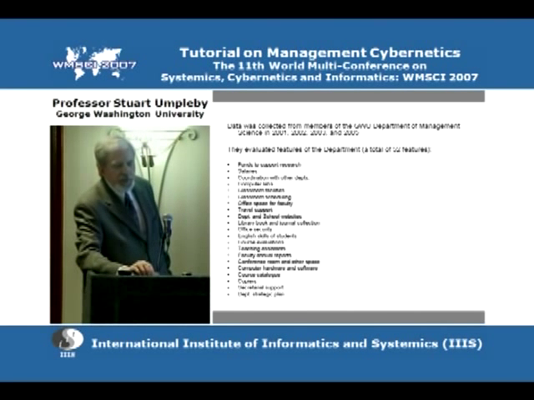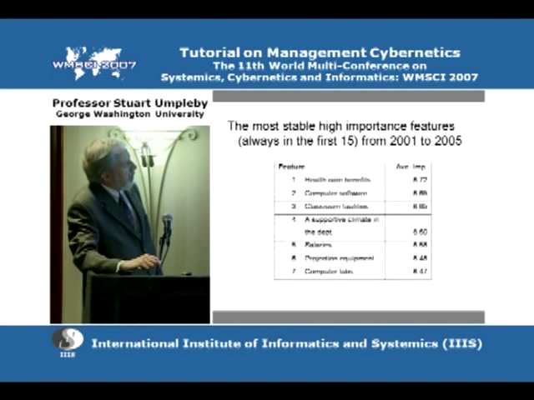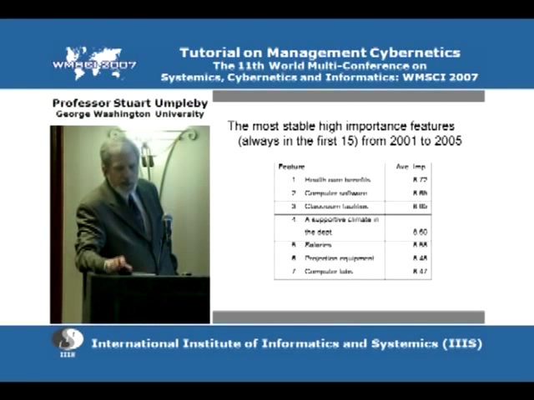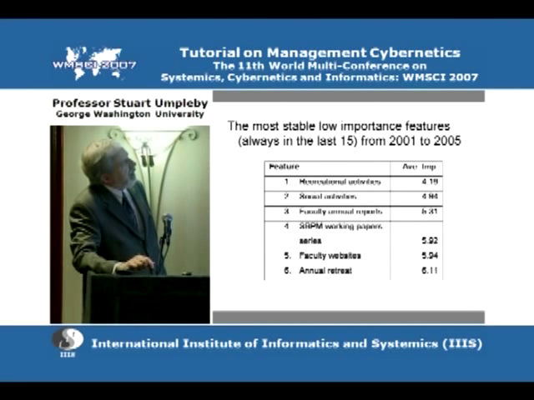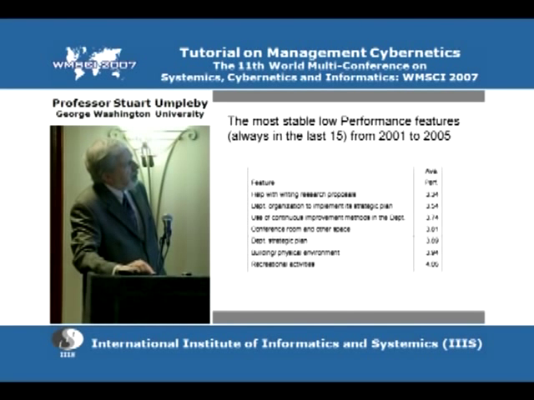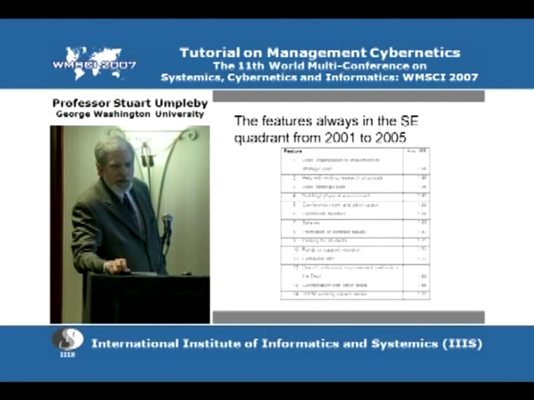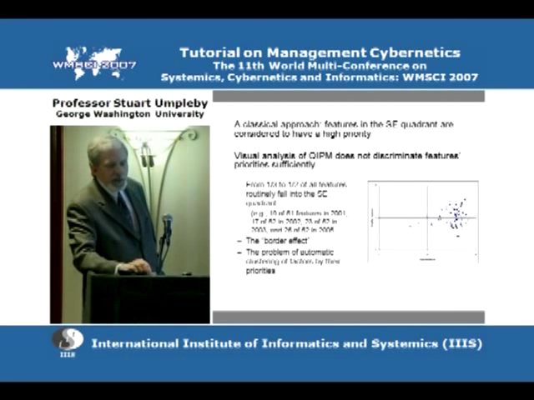We started off with 52 issues. They included things like travel support, office security, websites, English skills of students, etc. And you can then list the priorities, either by importance or by performance. And that was a problem. You can list them either by importance or by performance. Or you can list the ones that were always in the southeast quadrant.